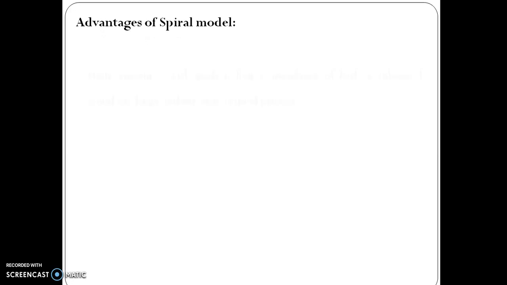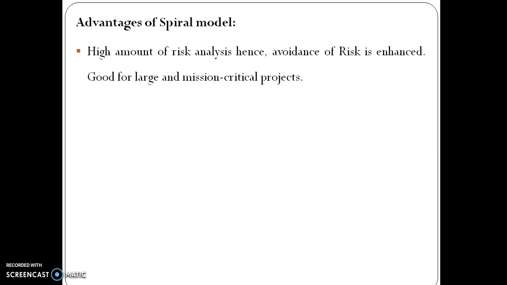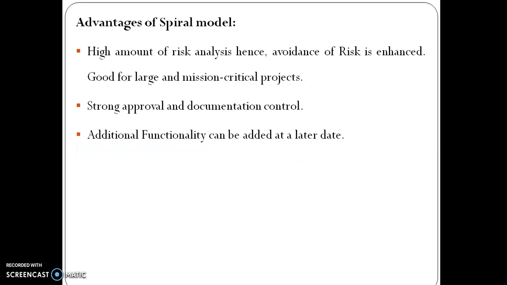Advantages of spiral model. High amount of risk analysis here. Avoidance of risk is enhanced. Good for large and mission critical projects. Strong approval and documentation control. Additional functionality can be added at a later date. Software is produced early in the software lifecycle.